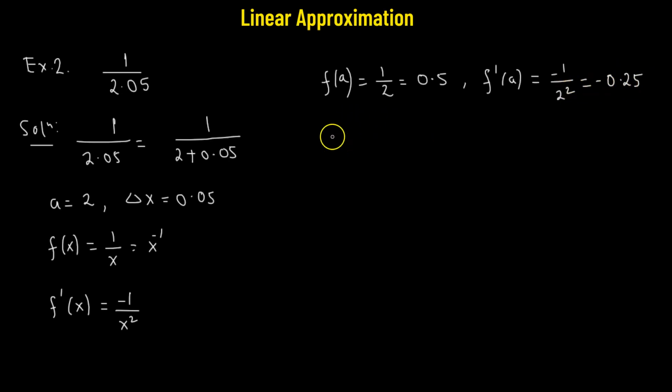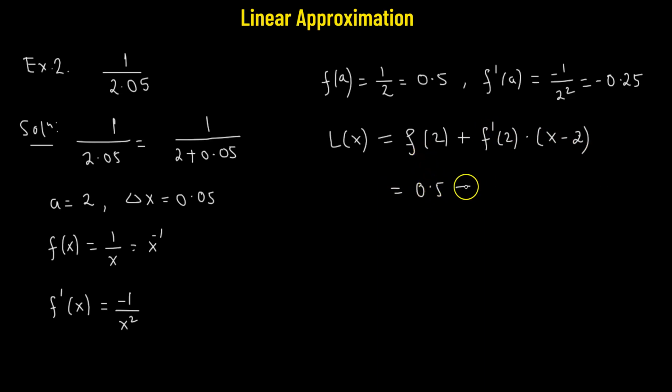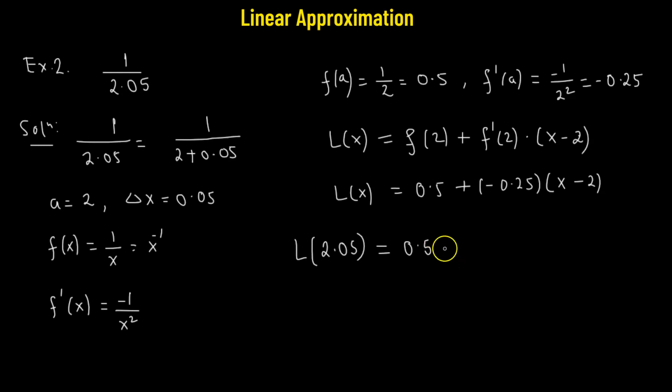Now using these values, we can obtain our approximation function, the linear approximation function L of x, given by f calculated at 2 plus the slope calculated at 2 multiplied by x minus 2. F of 2 is 0.5, which we obtained just now, and this is negative 0.25 multiplied by x minus 2. So this is our linear approximation function. Now we will find the approximation for 2.05. So we have 0.5 minus 0.25 multiplied by 2.05 minus 2.